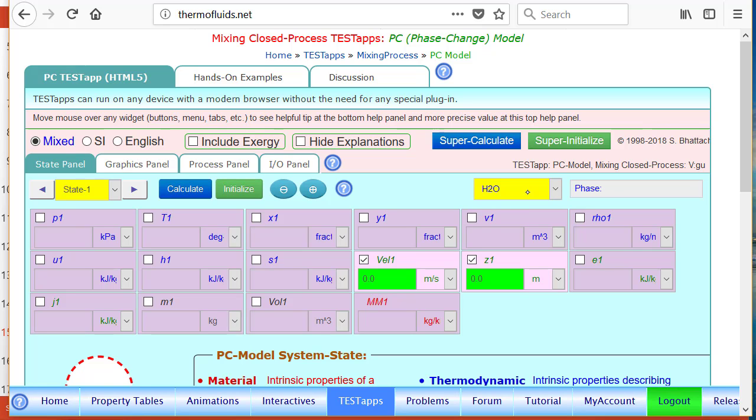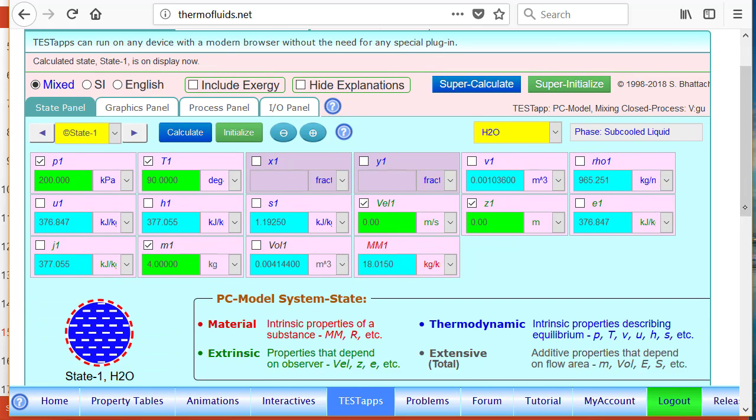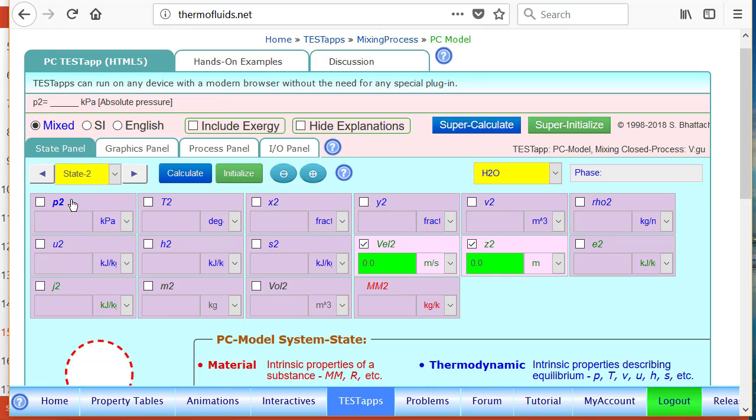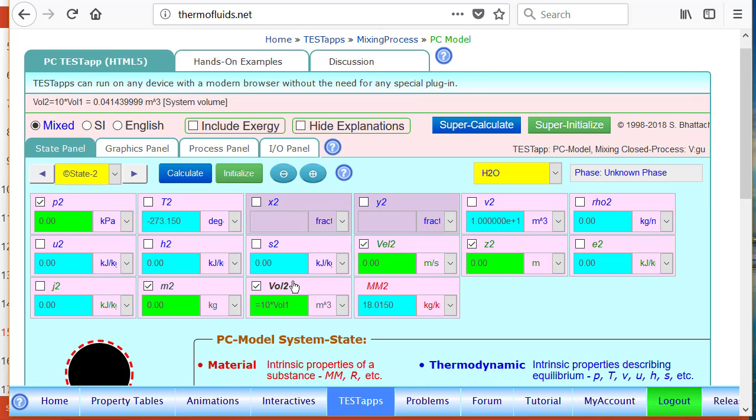H2O is our default fluid, and one side of the chamber contains water at 200 kPa and 90 degrees Celsius. It should be pure liquid, and it has a mass of 4 kilograms. Notice as soon as you calculate the state, the picture shows that it's pure liquid. State 2 is pure vacuum. Vacuum can be represented by zero pressure and zero mass. However, the volume is supplied, so let's write down the volume of this vacuum equals 10 times the volume of chamber 1.